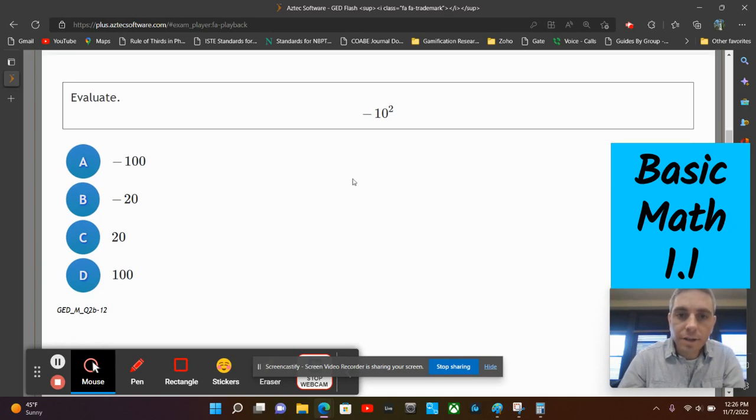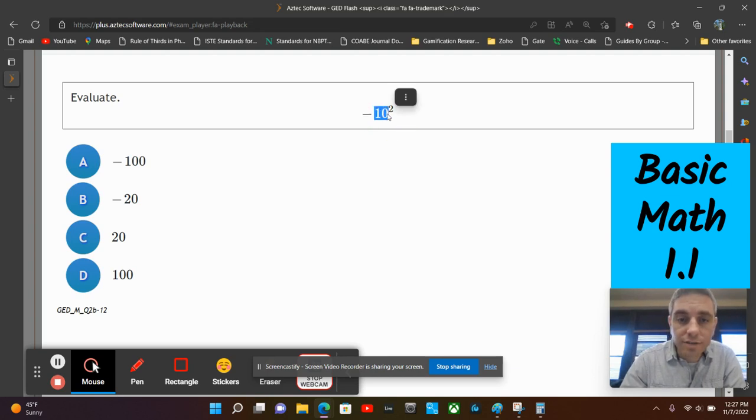So this one, if you plug this in your calculator, as it is right here, you're going to get A, which is the correct answer. Because the way that you would read this is not -10 times -10, which is what an exponent does: it takes whatever it's connected to, and you multiply that number times itself that many times. Instead, this is going to follow order of operations, and exponents come before multiplication.